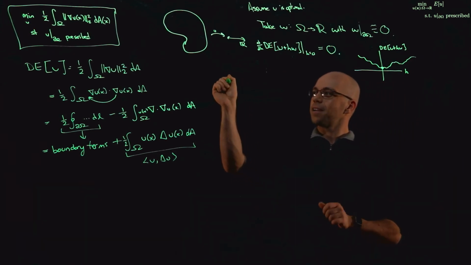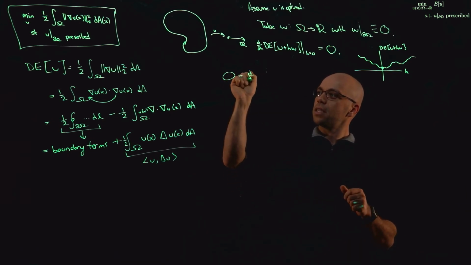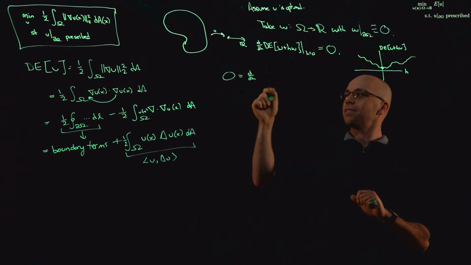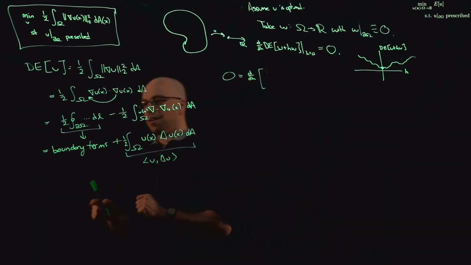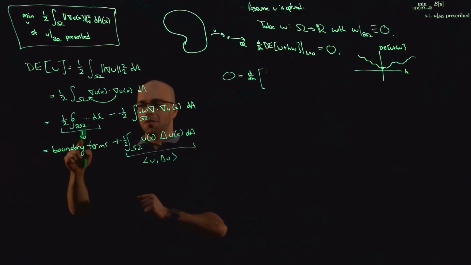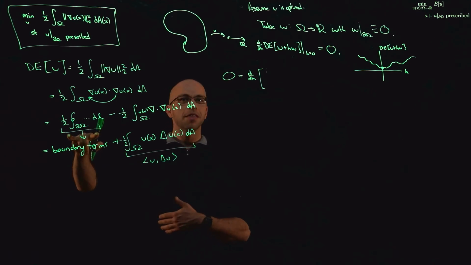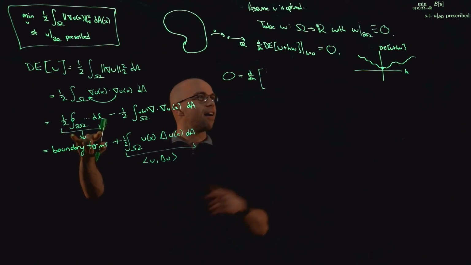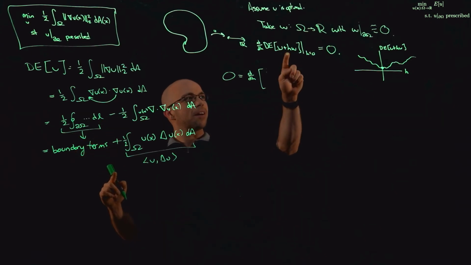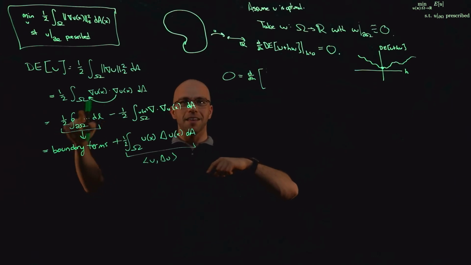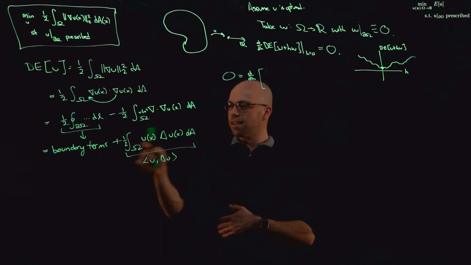So what am I going to get? I'll get that 0 is equal to d over dh of our Dirichlet energy evaluated at h equals 0. Okay, and what is our Dirichlet energy? Well, I'm going to actually skip the boundary term here, and I know that that's safe because the boundary term is not a function of h, right? Because w is equal to 0 on the boundary. So this term is just going to be constant as h varies around. So actually, the only thing that matters is this guy here, right?